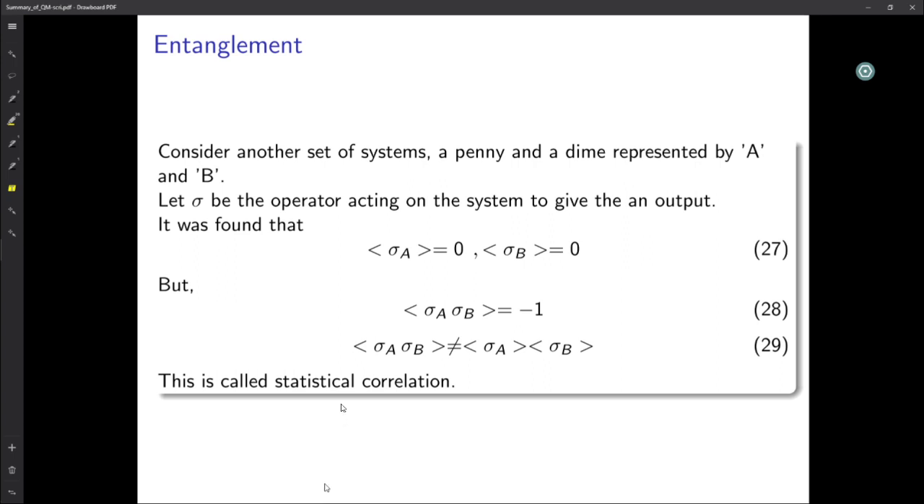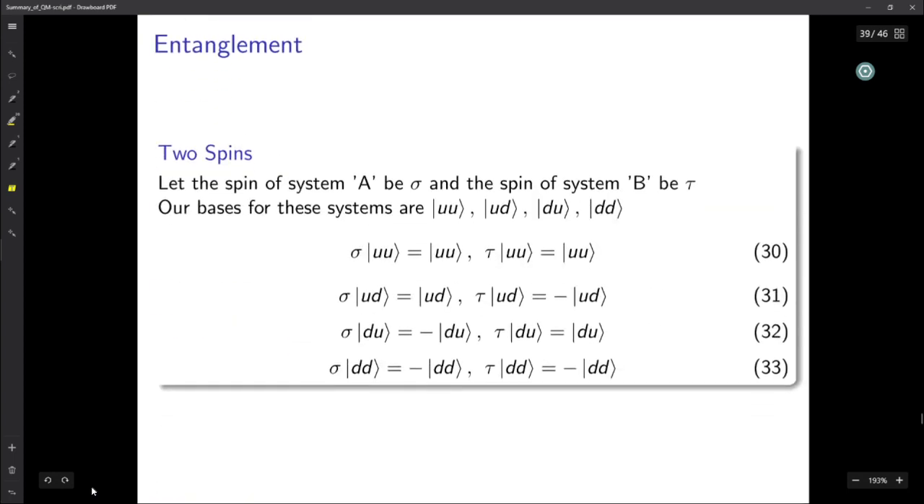So next slide, Pugar. And now the above two examples were just to give an idea about how the experiments are conducted and how we get the results, and to draw a broad conclusion about what it actually is. So now let's get into our quantum mechanical setting. There are two systems, A and B, and let the spin of system A be sigma, and the spin of system B be tau.